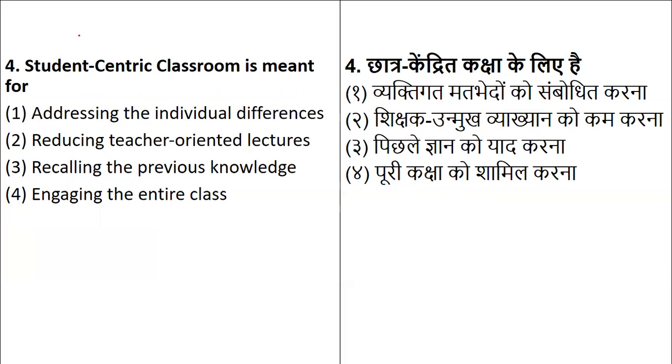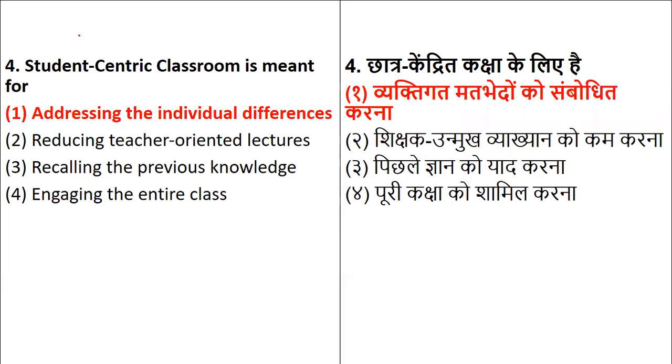To address the individual differences, to reduce the teacher-oriented lectures, to recall the previous knowledge, or to engage the entire class. So we are talking about what? We are talking about a student-centric classroom, which is for what reasons? Addressing the individual differences, reducing the teacher-oriented lectures, recalling the previous knowledge, or engaging the entire class. So yes, a student-centric classroom is basically meant for addressing the individual differences. The main aim of a student-centric classroom is to address the individual differences.